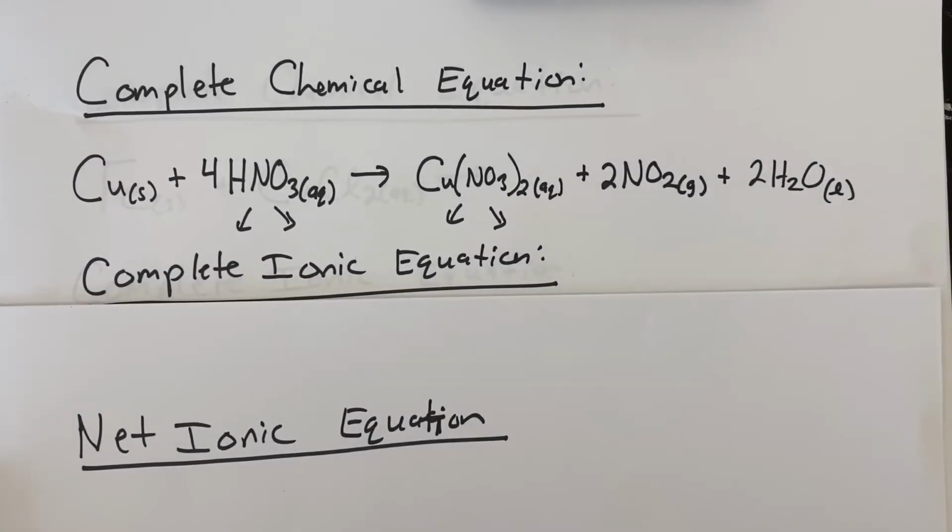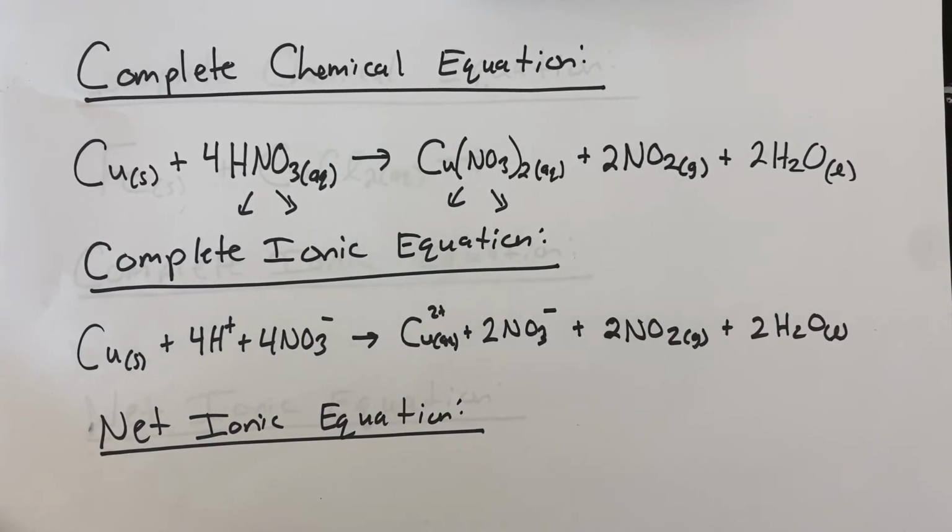Now that we've got the complete chemical equation, feel free to take a moment, pause the video, and write out the complete ionic equation and the net ionic equation. If you were able to correctly deduce that you have to get rid of some but not all of the nitrate ions to make a net ionic equation, then congratulations, you're doing an excellent job.